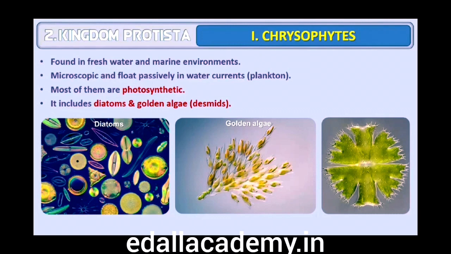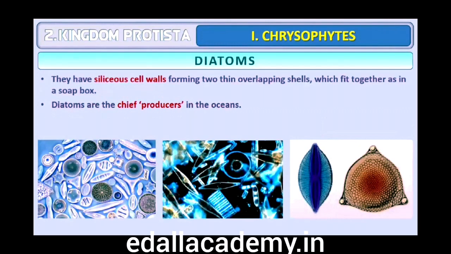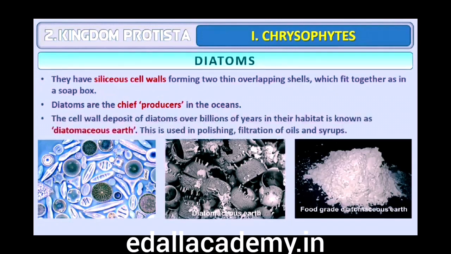In diatoms the cell walls form two thin overlapping shells, which fit together as in a soap box. The walls are embedded with silica and thus the walls are indestructible. Thus, diatoms have left behind large amounts of cell wall deposits in their habitat. This accumulation over billions of years is referred to as diatomaceous earth. Being gritty, this earth is used in polishing, filtration of oils and syrups. Diatoms are the chief producers in the oceans.